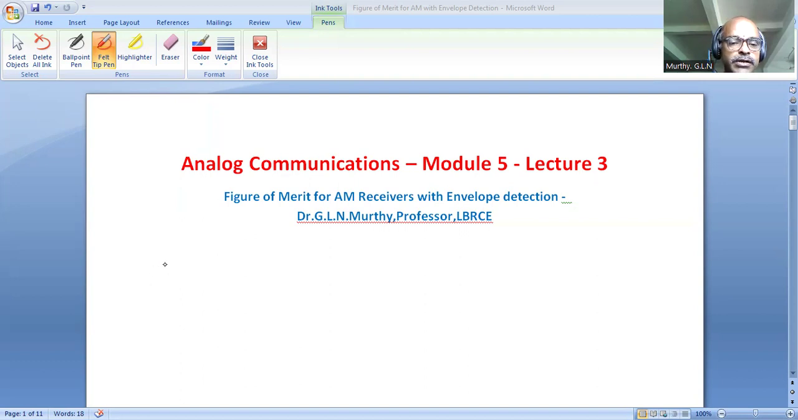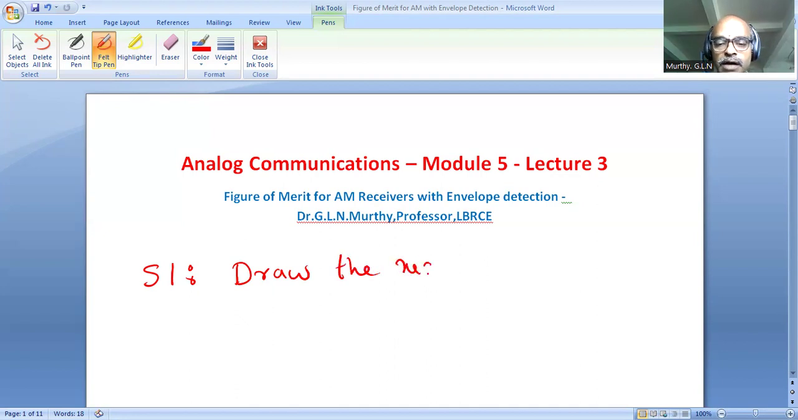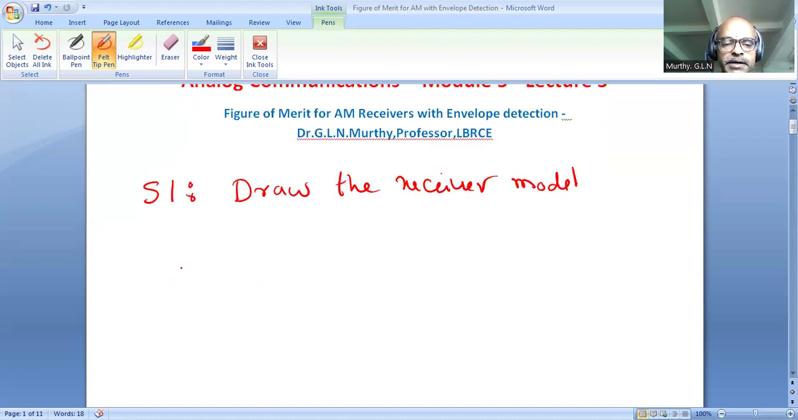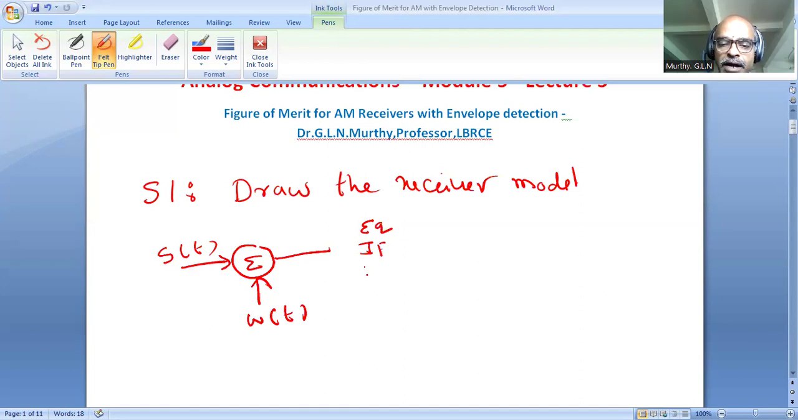And what is the fundamental step in our discussion? As usual, draw the receiver model. Which receiver do we have to draw? We have to draw the double sideband full carrier AM model. And what is the commonality? The commonality in all the receiver models is that the input is fed with a modulated signal which is corrupted by a white noise W of t, followed by an equivalent IF filter or IF section.